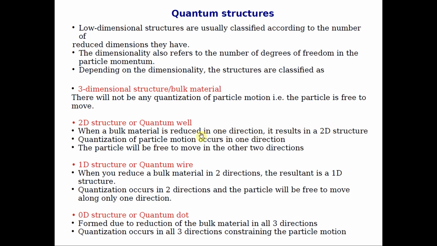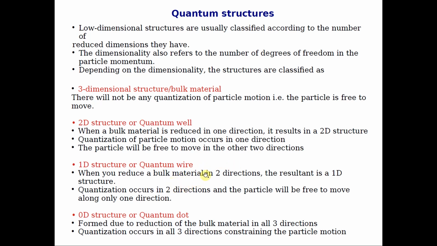In the direction in which you have reduced, the motion of the particle becomes quantized, or movement is confined. Only in the other two dimensions is the particle free to move. I reduce further in another direction, so the bulk material has now been reduced in two directions, and only one direction is not reduced. So I get a one-dimensional structure, or a quantum wire, or a nanowire.